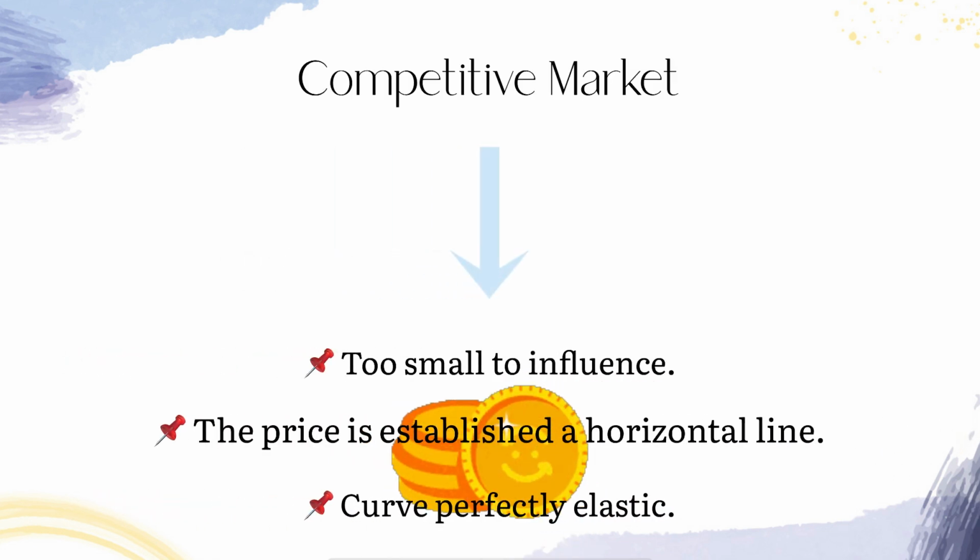Now, we're moving to competitive market or competition. So, while a monopoly can influence the market price, in a competitive market, each firm is too small to influence the market price. Then, in a competitive market, the price is established as a horizontal line, because it doesn't matter how much your production is, the price that you'll receive is going to be exactly the same. And the important thing is that these firms are what we call price takers, a situation where firms or sellers cannot determine the price, so they just take the price from the market.